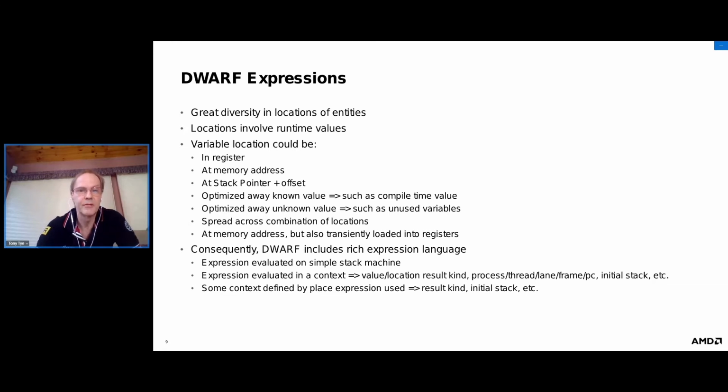So consequently, DWARF has this rich expression language where expressions are evaluated on a simple stack, one operation at a time, in a particular context. The context says whether you're trying to get a value or the place something resides. That context also tells what program counter you're at, and for some things we need to know an initial value to evaluate the expression within. Some of that context comes from where the DWARF expression is residing: is a particular attribute for the purpose of computing a value, or for computing the location of something, or maybe there's an initial stack value.